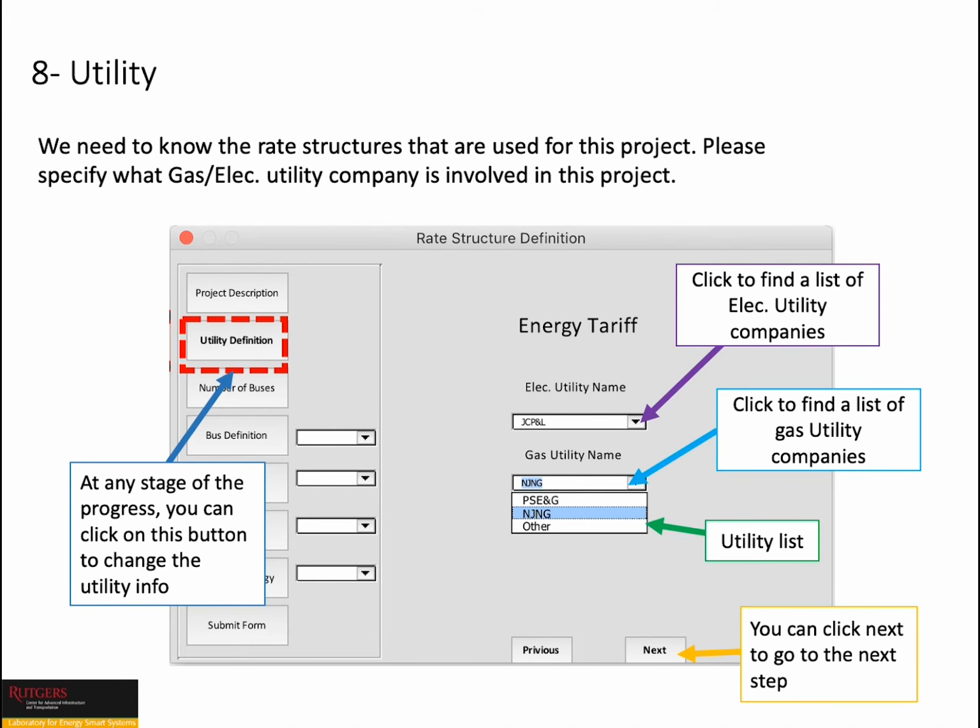Records will need to know what the rate structure is that will be used for this project. You will need to specify what gas and electricity companies are involved in the proposed project. Click the arrow to navigate down and choose which company you're using, and then hit Next.